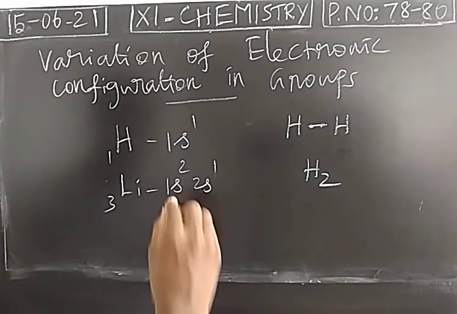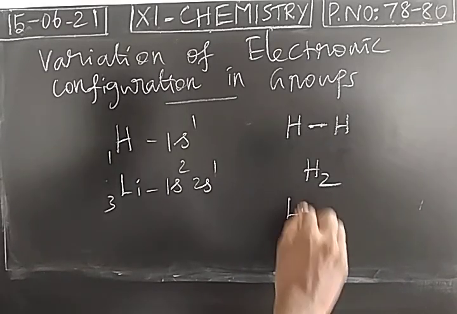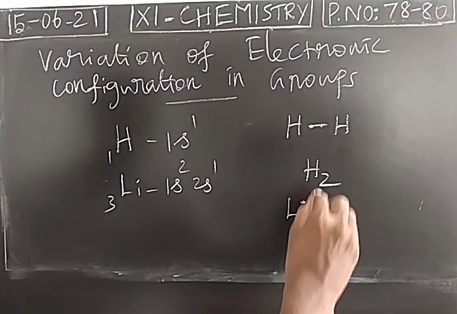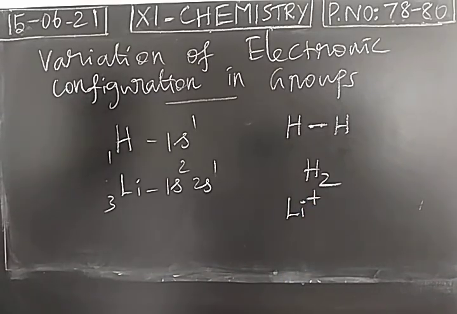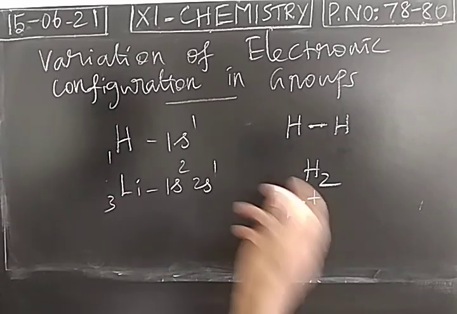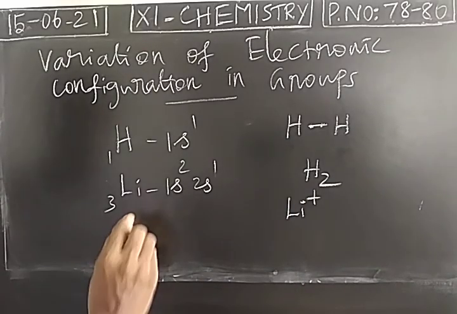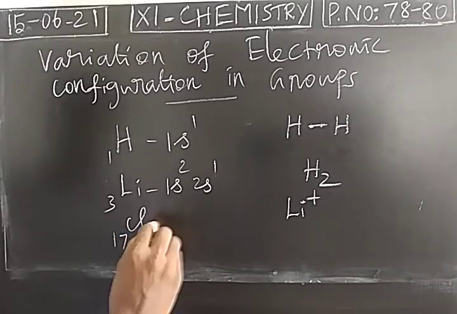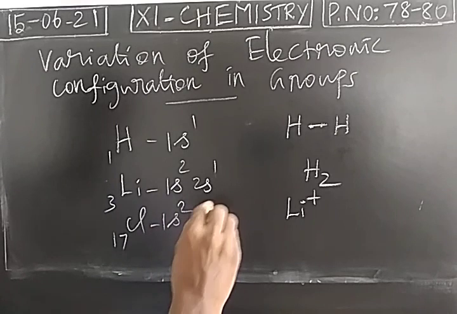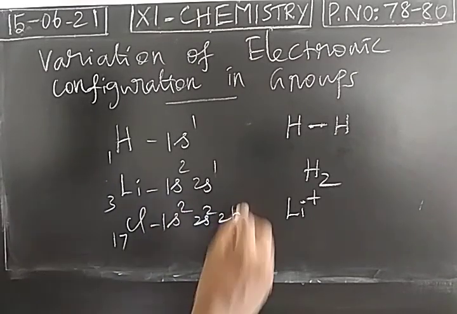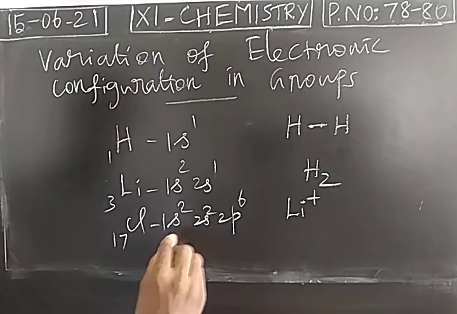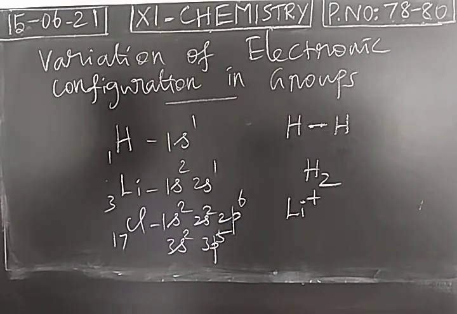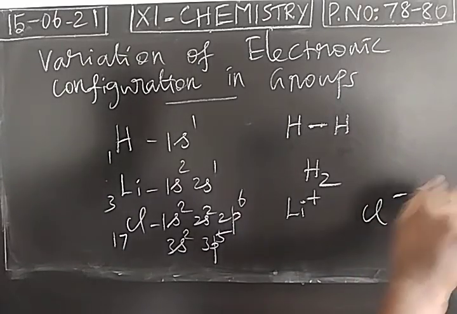To consider lithium, lithium is unstable in nature, so it loses an electron. Lithium losing an electron becomes a cation. Consider chlorine. Electronic configuration 1s2, 2s2, 2p6, 3s2, 3p5. So chlorine is also unstable, so it can accept an electron.